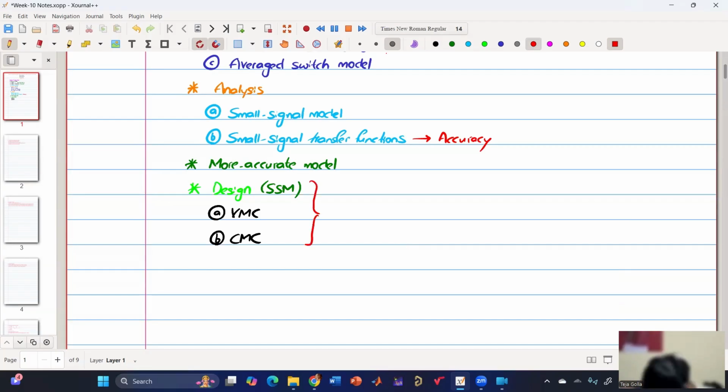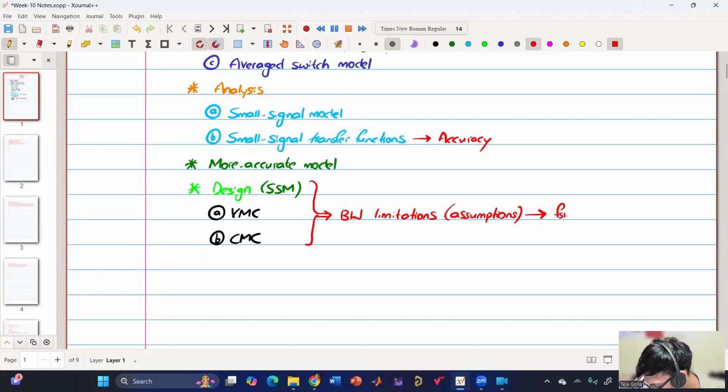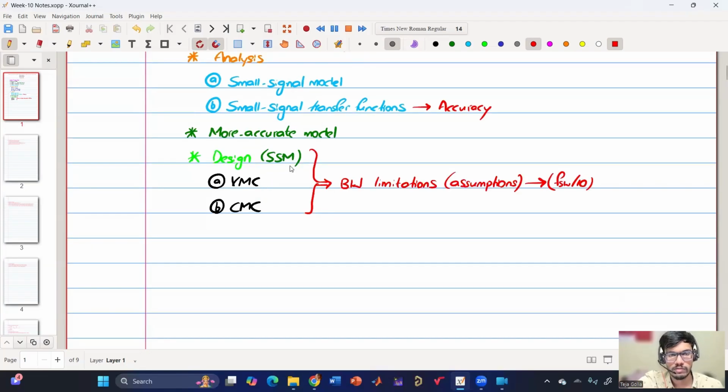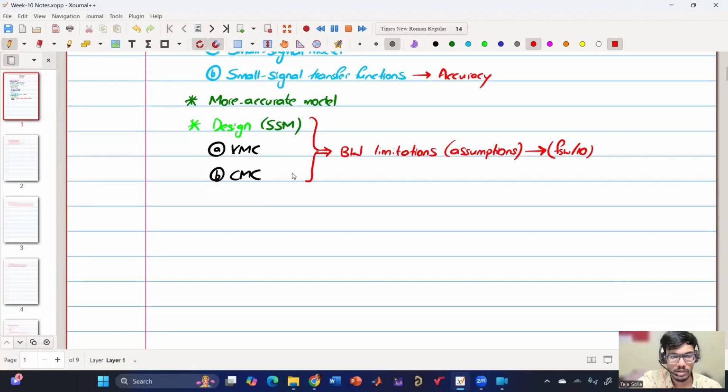There is a bandwidth limitation in all these cases because of the small signal model, because of the assumptions that we have considered. And then we know that the bandwidth is FSW by 10 usually, and in current mode control it is said that we can push till 1/8 of the switching frequency, but in generic, I can say that the bandwidth we can achieve up to 1/10 of the switching frequency in both voltage mode control and current mode control.